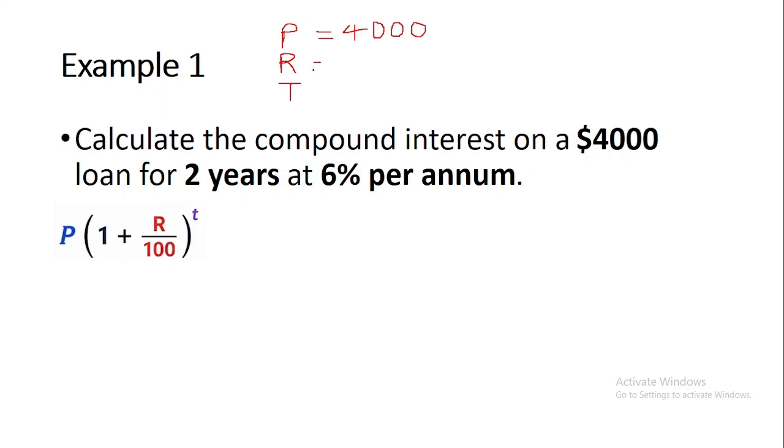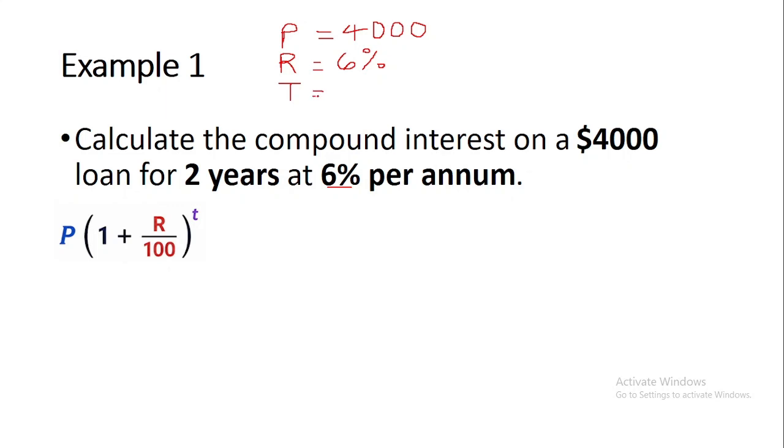The rate, what's the rate? The rate is gonna be 6%. Whenever you see the percentage sign or a percentage of something, you know that's gonna be the rate. So the rate is 6%. And the percentage sign means over 100. So that's the reason why we have the 100 right there.